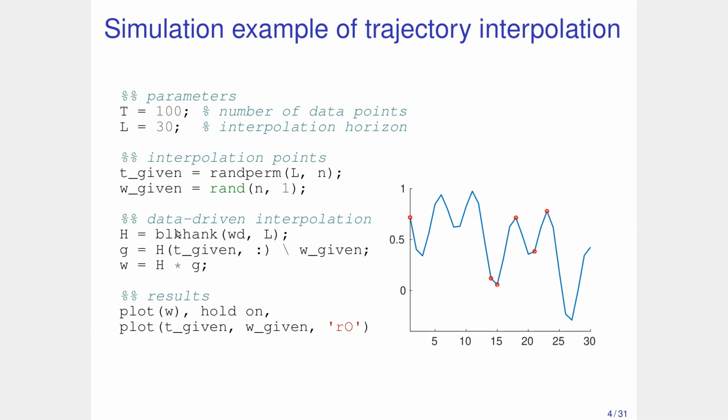And by doing the 3 lines, which are construct a Hankel matrix with this function block Hankel and solve a system of linear equations and do matrix multiplication, I find an interpolation of the given data points, which I can show you in the presentation. I can guarantee it is also a trajectory of the same system that generated the data. So this is in a nutshell the idea that we can do this missing data estimation or interpolation of trajectories directly from data with a very simple method, which is solving a system of linear equations.